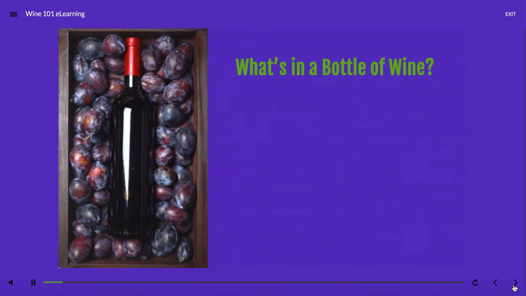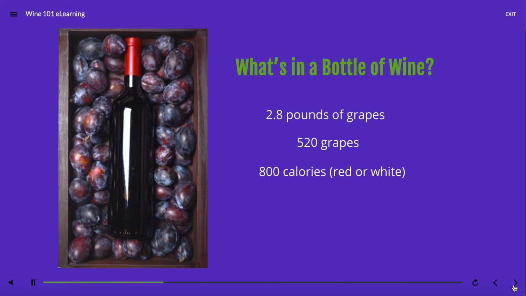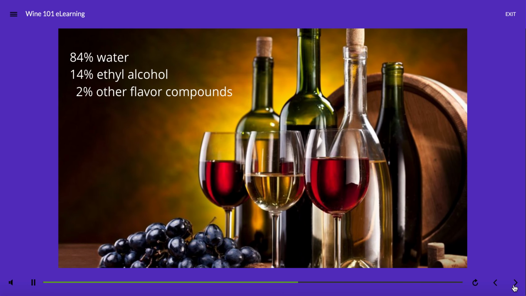A 750 milliliter bottle of wine contains 2.8 pounds of grapes, approximately 520 grapes, 800 calories or so for average red or white wine, but can be as much as 1,440 for a dessert wine. Overall, it's around 84% water, 14% ethyl alcohol, and 2% other flavor compounds including acid, glycerol, sugar, phenols, minerals, and more.